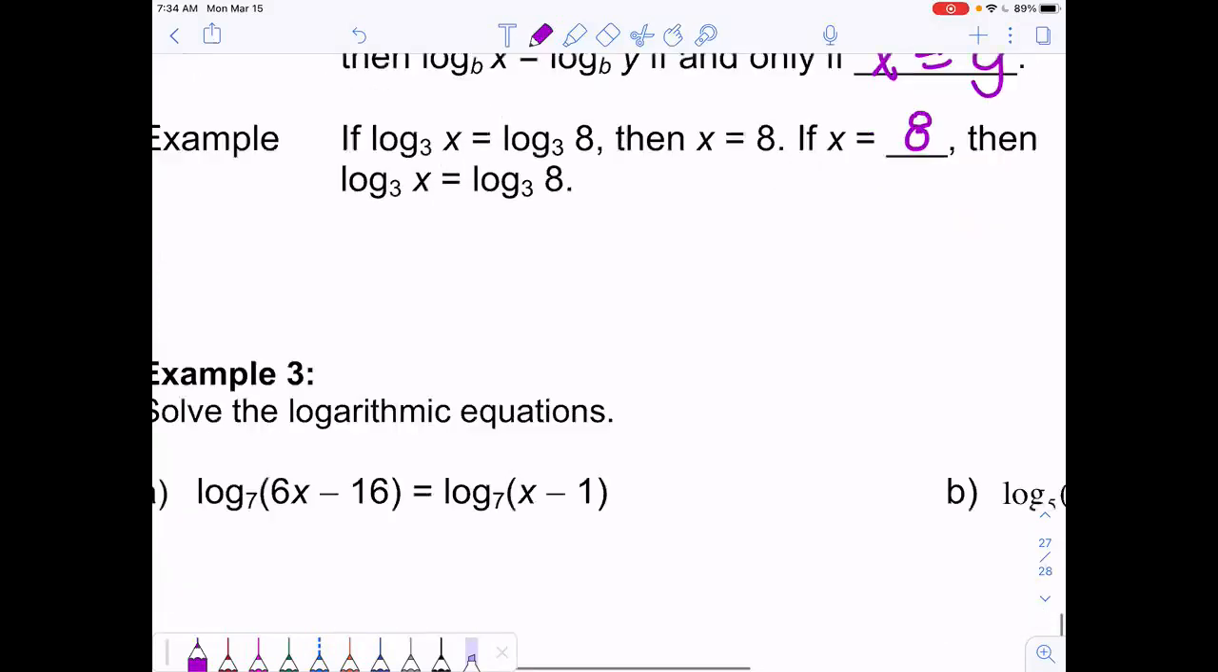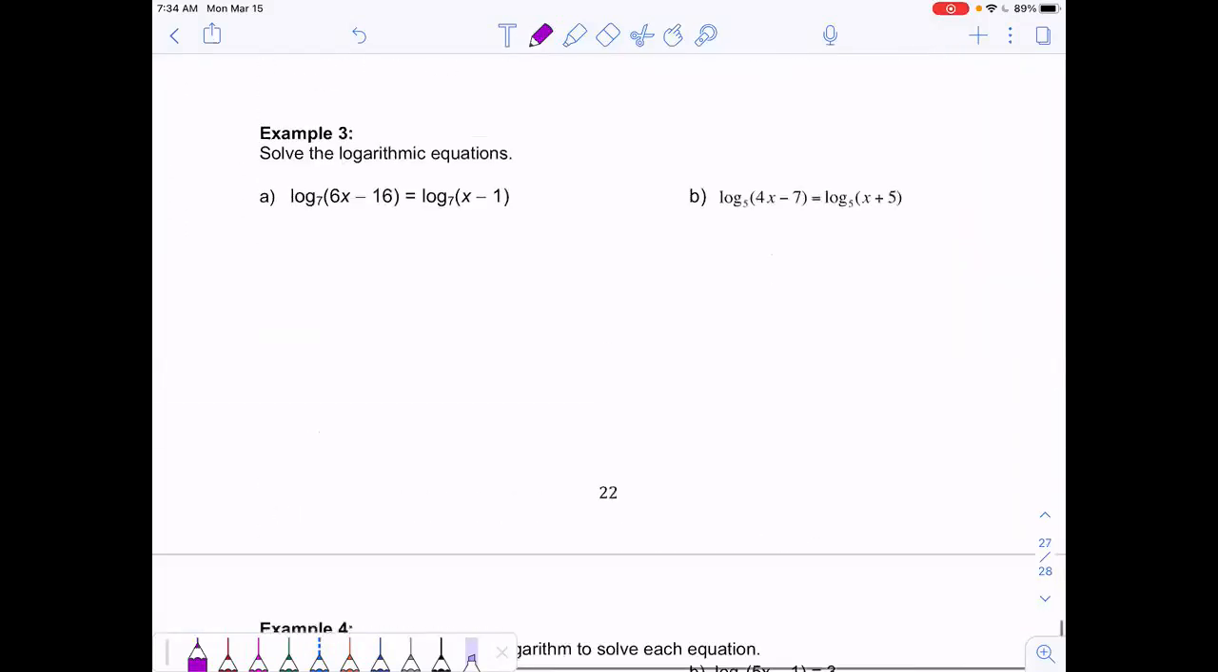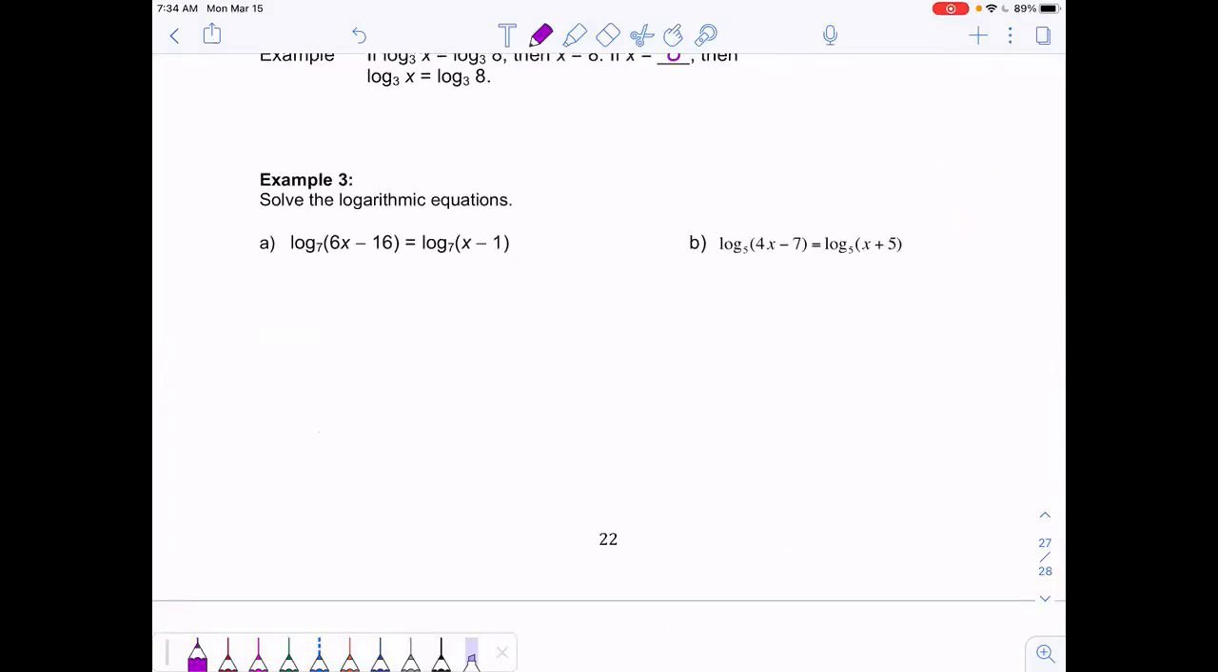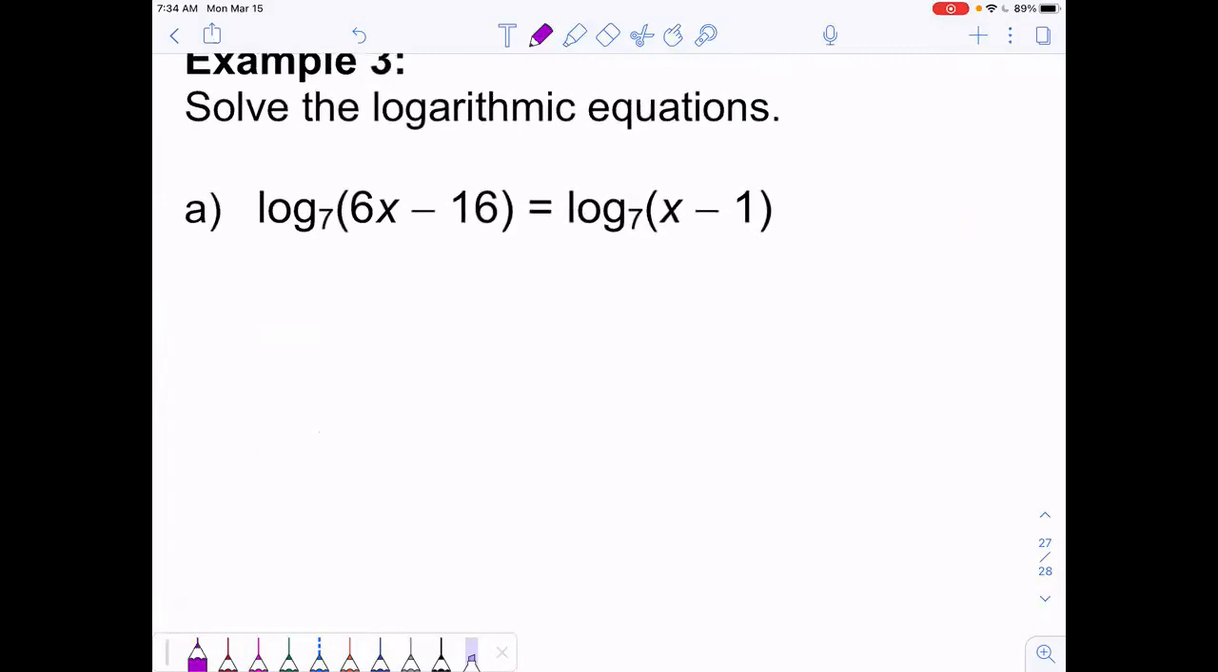So if you look at the first group of examples, and I think there are two of them here, these two examples deal with the property of equality. Notice part A says the log base 7 of, and then it's grouped in parentheses. So all of that is contained together. 6x minus 16 equals the log base 7 of the quantity x minus 1. How do you think you would solve for x? And why? Ella? And why can you do that?